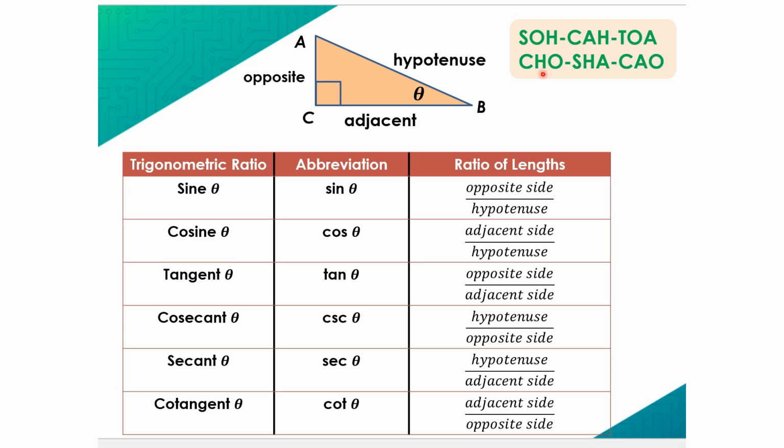And then the reciprocal ratios, which are the cosecant, secant, and cotangent. So CHO means cosecant, hypotenuse, opposite. SHA means secant, hypotenuse, adjacent. And then CAO means cotangent, adjacent, opposite.